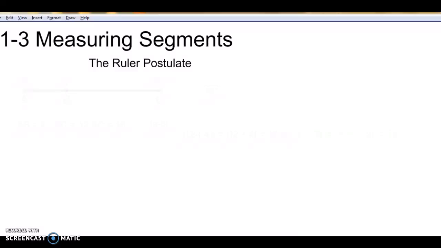Today's video is all about segments. I'll be covering three major ideas about segments: the ruler postulate, the segment addition postulate, and finally midpoints.